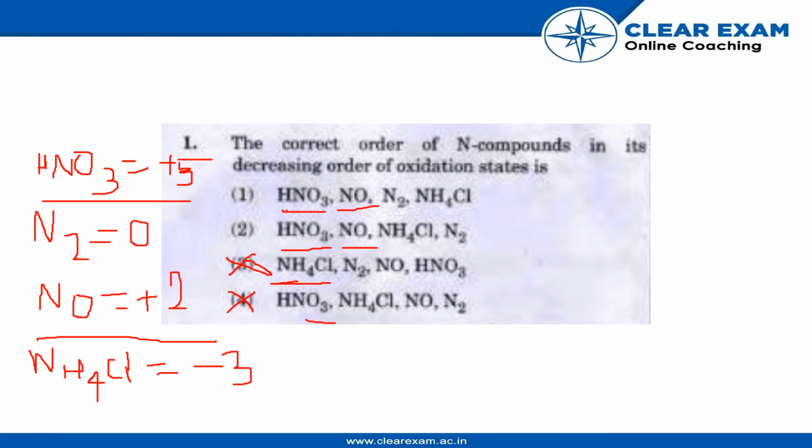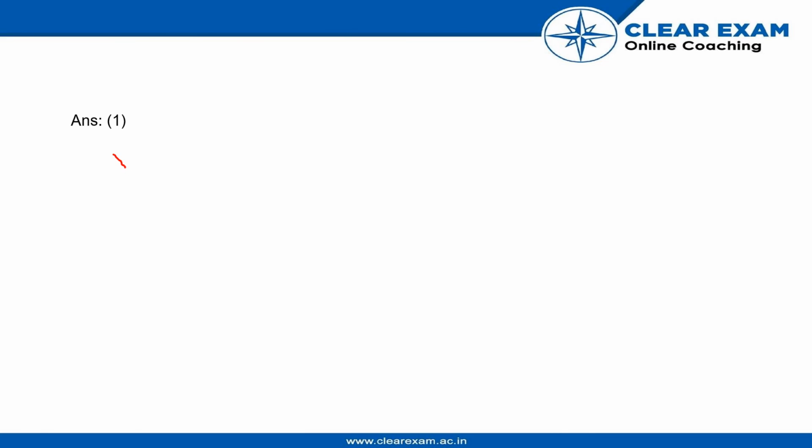Then next is 0, N2. N2 is here and not in the second also, so this is wrong. Then the fourth is NH4Cl, and this is there. So the answer is the first, that is HNO3, NO, N2, NH4Cl. Let's see the answer in the next slide. Yes, the answer is the first, that is HNO3, NO, N2, NH4Cl.